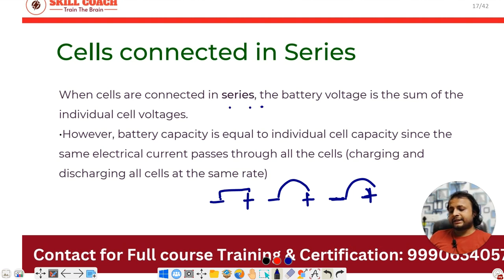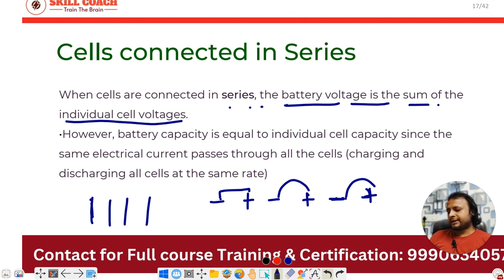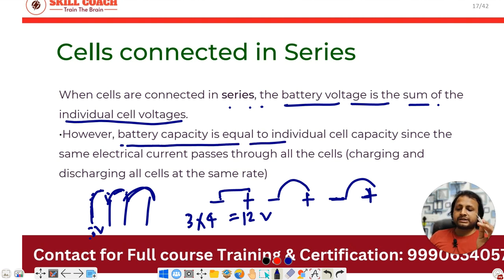So when cells are connected in series, the battery voltage is the sum of the individual cell voltages. Suppose 4 cells are connected in series. This one is 3 volt, so 4 will be 3 into 4, that is 12 volt. We can get it easily. However, the battery capacity is equal to the individual cell capacity, since the same electrical current passes through this combination, that means the capacity of the battery will not change when we connect the cells in series. Remember, I am repeating it: the capacity of the battery will not change in terms of Ah when we connect a number of cells in series.